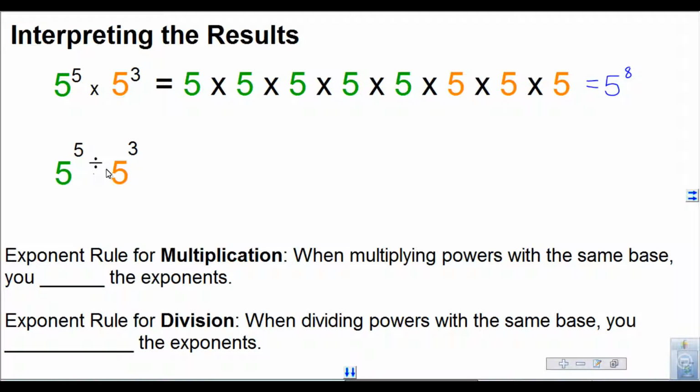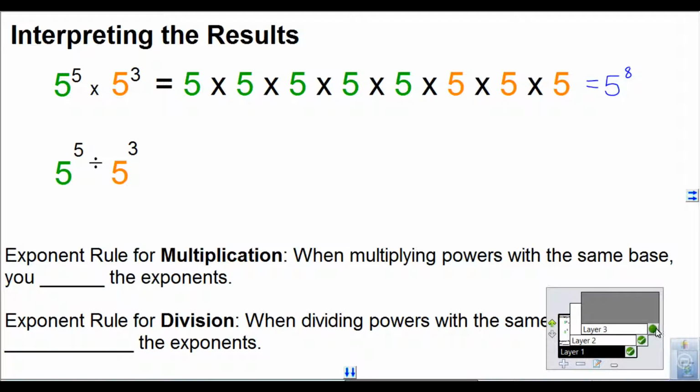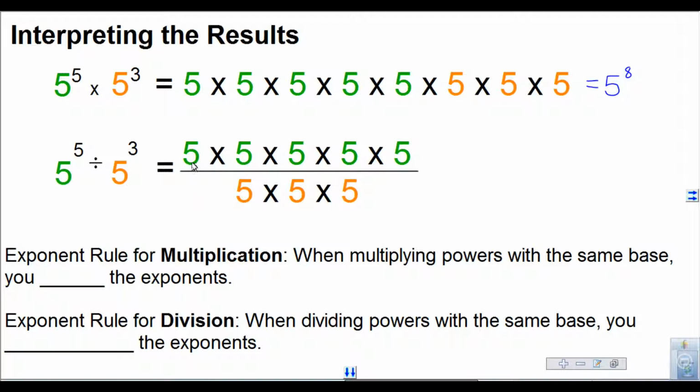Now, similarly, if I divide here, I'm going to show that. We've got 5 5s on the numerator, and then we're dividing by 3 5s in the denominator. Now, when we're dividing here, these 5s can actually divide out. Those 2 5s can divide out, and those 2 5s can divide out.